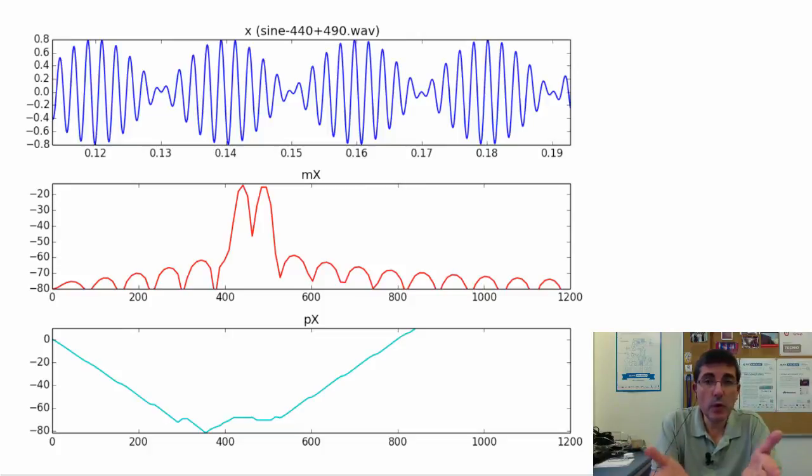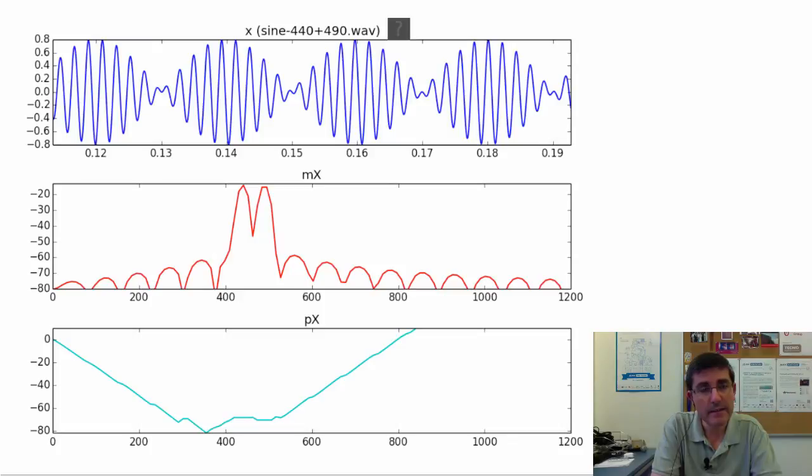Let's make it a little bit more difficult. What happens when our sound is made up of two sine waves? These are two sine waves, one at 440 hertz, the other at 490 hertz together, and we can also listen to that. Okay, so clearly it sounds like a modulated signal, and in the time domain we can see this modulation. So we see the low frequency, which is the modulation, and the high frequency.